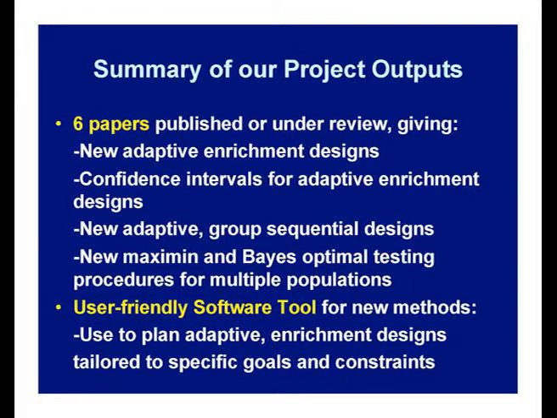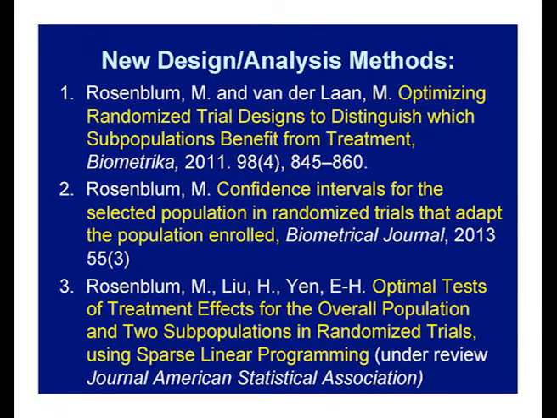And so some of the results, there's a paper on optimizing trial designs to learn which populations benefit from treatment. This is an example of a new class of adaptive enrichment designs. These are two-stage designs, but they're quite flexible that allow you to decide to switch enrollment to just a certain population.